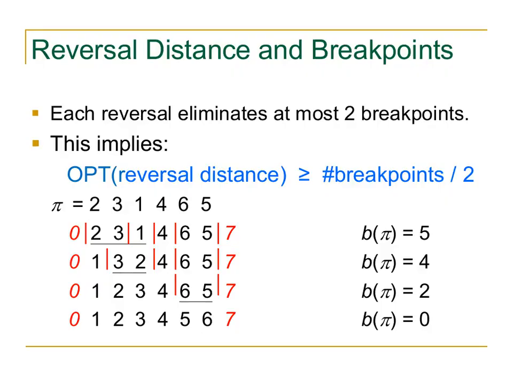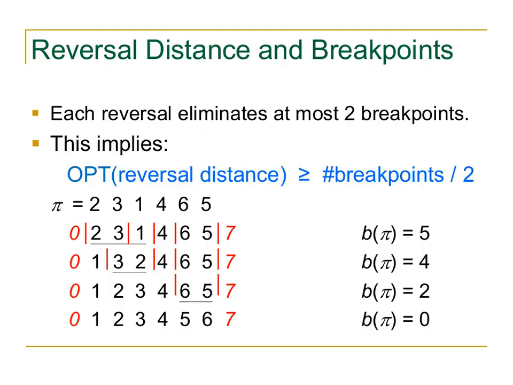Building on our previous discussion of breakpoints, let's introduce a simple, yet powerful, lower bound on the number of reversals needed to sort a permutation. First, take pi equals 2, 3, 1, 4, 6, 5, and augment it with a 0 at the front and a 7 at the end. Next, count the breakpoints, adjacent pairs that aren't in increasing order. Here there are 5, so b(pi) equals 5.